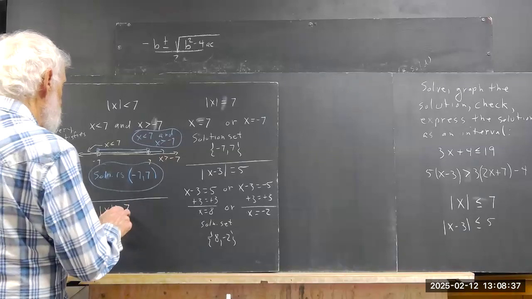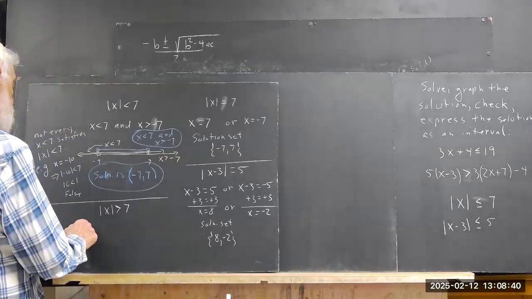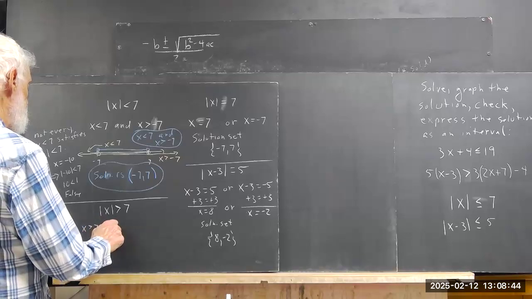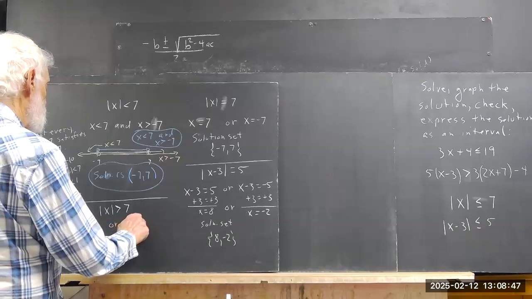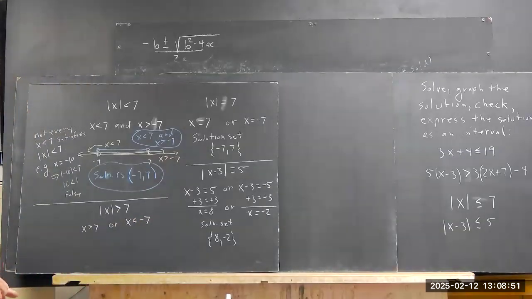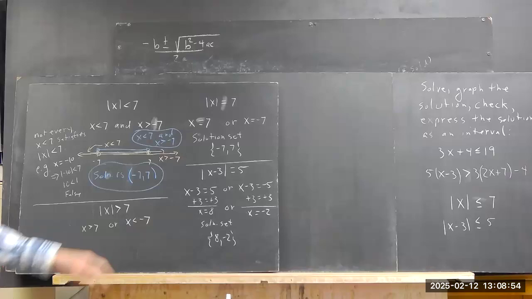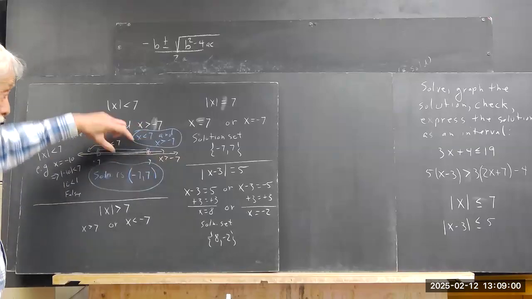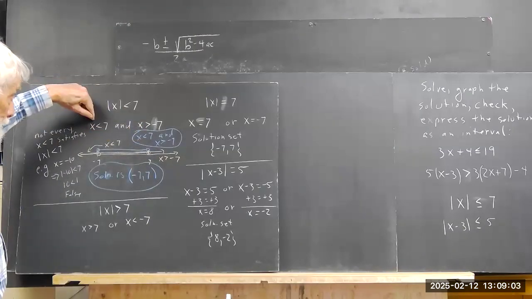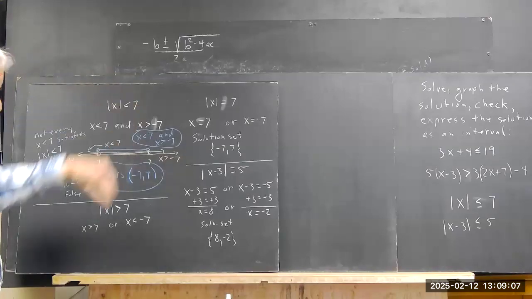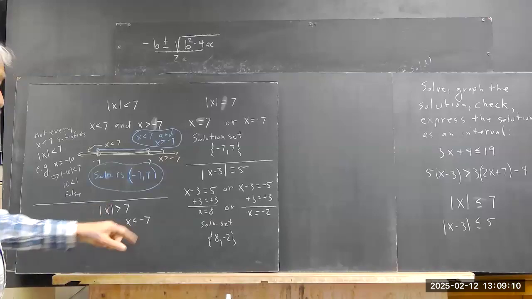If I wanted absolute value of x greater than 7, the solution would be x greater than 7 or x less than -7. x would either be greater than 7 or it would be less than -7. It can't be both. Any x between here and here satisfies this and satisfies this. It's this and it's this. Here, it could be or.